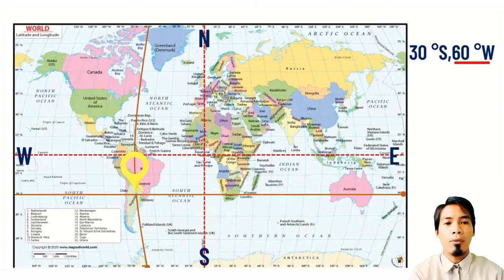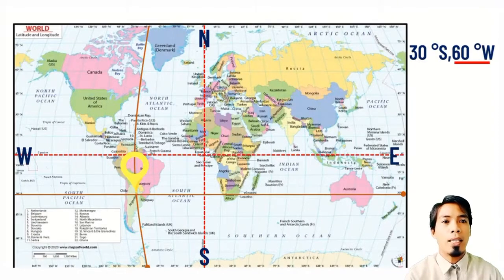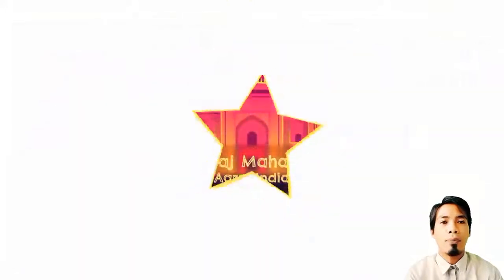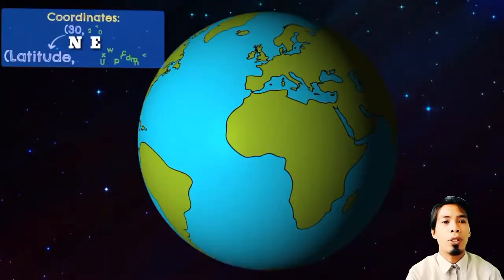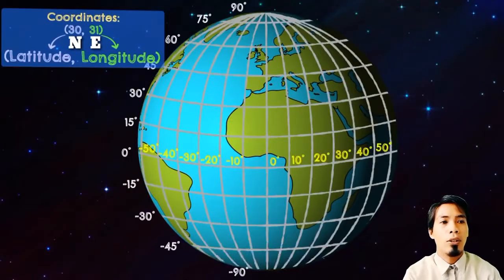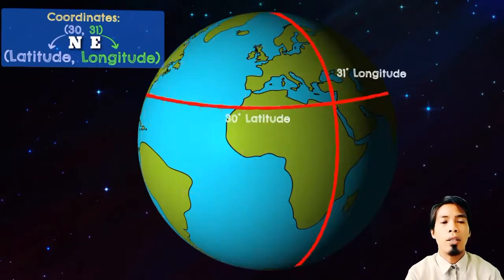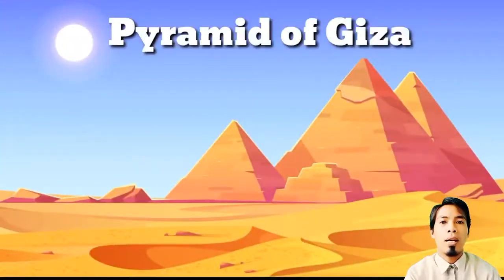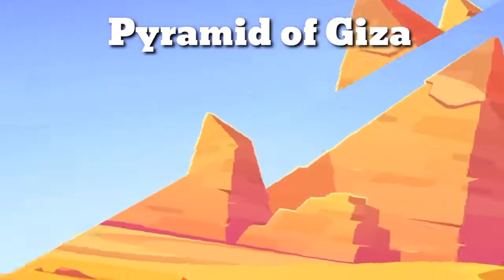We name the country where the lines intersect. Very good. The country that is located at the coordinates 30 degrees south and 60 degrees west is Argentina. Let's have another example. Coordinates 30 degrees north and 31 degrees east. You will find the latitude at 30 degrees north and the longitude at 31 degrees east. And where these two lines meet is the Great Pyramid of Giza.